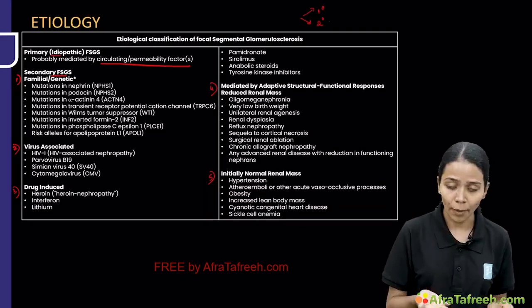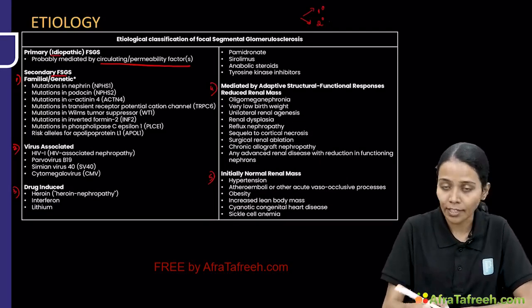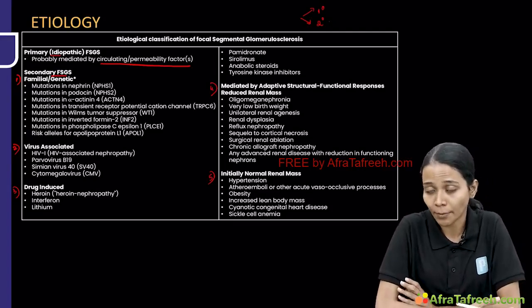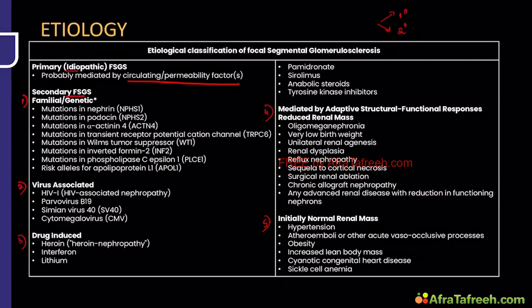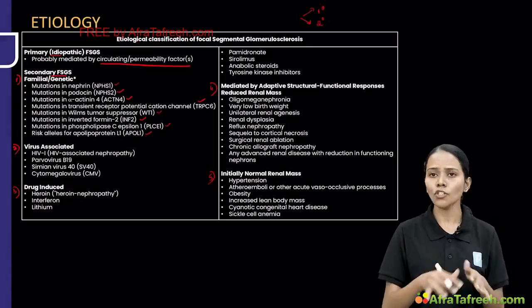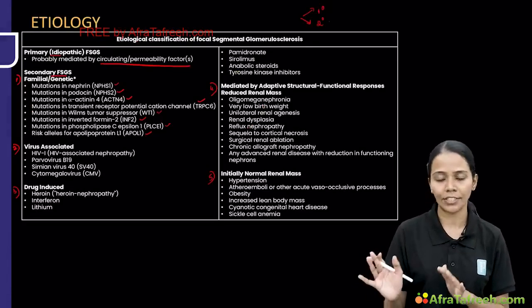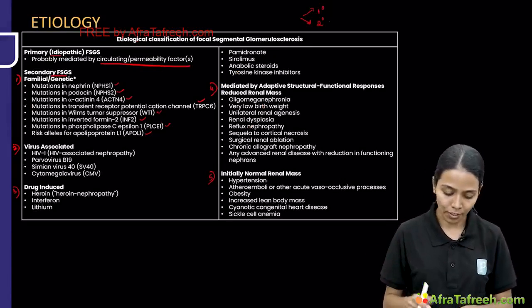Okay. Now, coming to the familial or genetic cause. I'll deal with this in detail when I talk about the chapter on inherited diseases causing FSGS. So, first is mutation in nephrin, NPHS1, mutation in podocin, NPHS2, mutation in actinin, ACTN4, mutation in TRPC6 channel, mutation in WT1, inverted formin 2, phospholipase and APOL1. I'll get to this in detail in that chapter also. You don't have to worry about it.